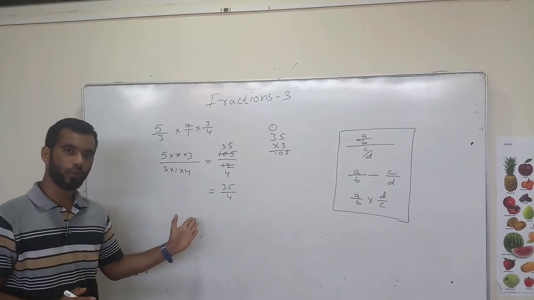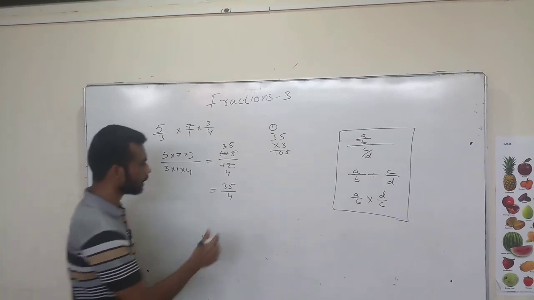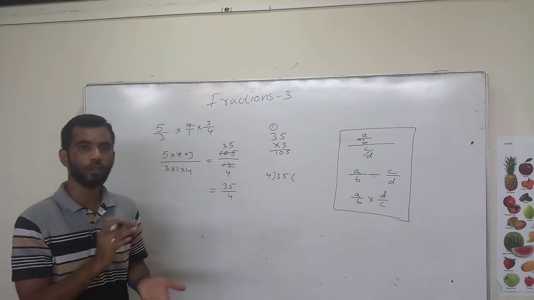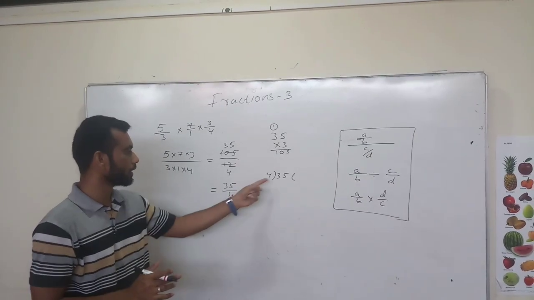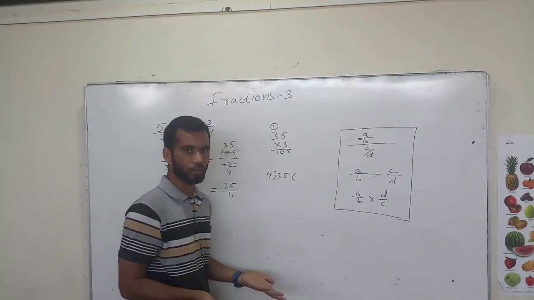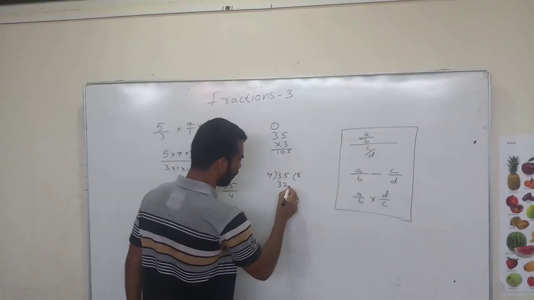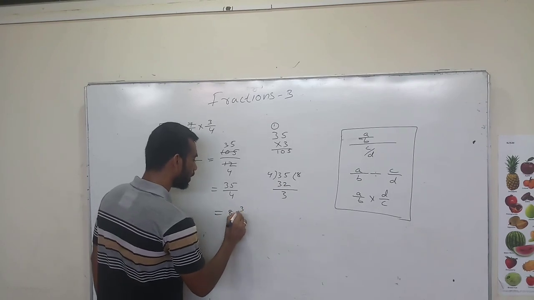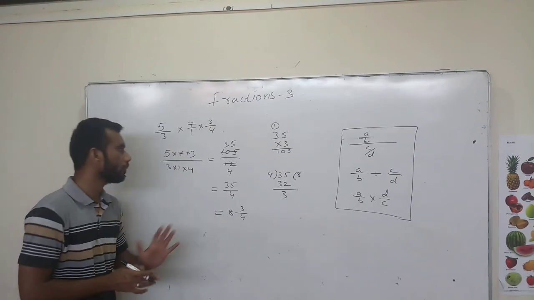If you want to go for the same process for this problem, that is 35 by 4. That means it can be converted into a mixed fraction. An improper fraction can be converted to a mixed fraction. 4 7s are 28, 4 8s are 32. What remains? 3. So it can be written as 8 3 by 4.